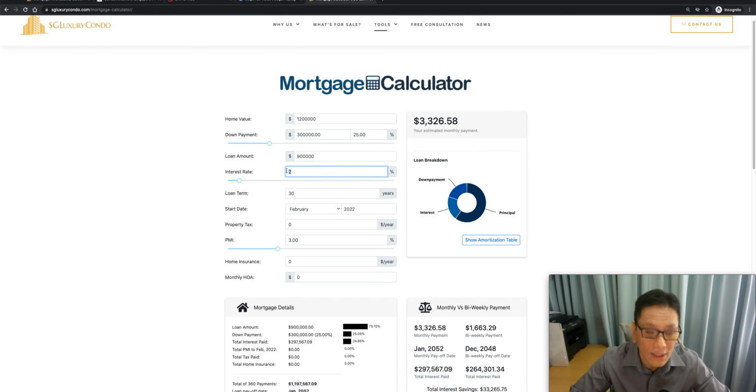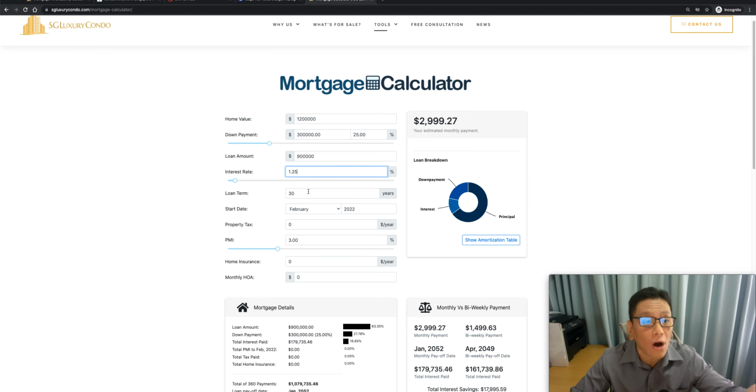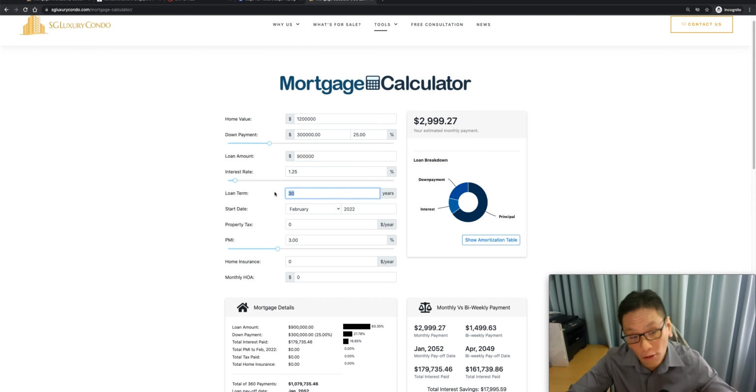Now you can also change the interest rate. Right now interest rate is roughly around 1.25%. I've just put a little bit of margin. And your loan term you get from the first website, your affordability calculator, depending on how old you are. So let's assume that you are 40 years old, therefore the loan tenure is 25 years.